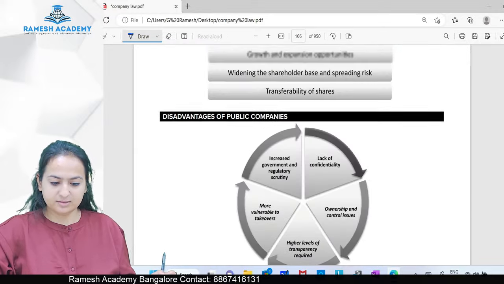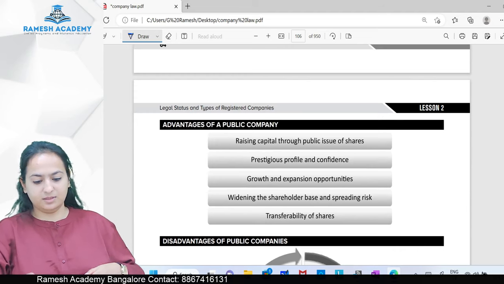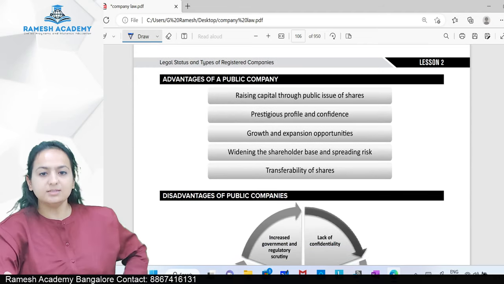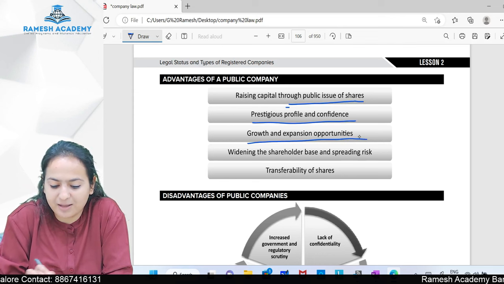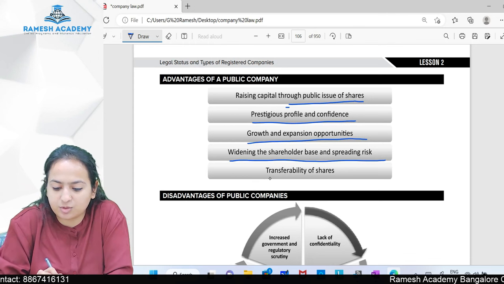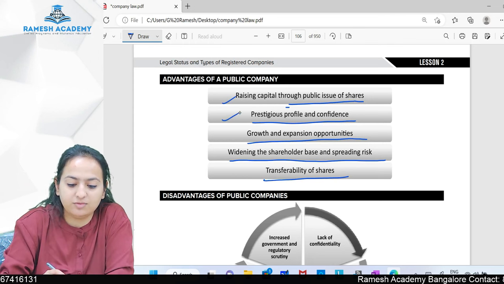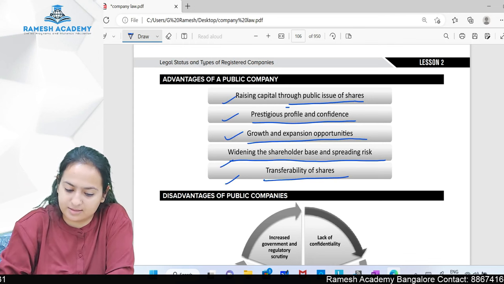We will complete this till this when we wind up. Advantages of the public company: quickly raising capital through public issue, prestigious profile and confidence, growth and expansion opportunity, widening the shareholder base and spreading risk, transferability of shares. These are all the advantages.